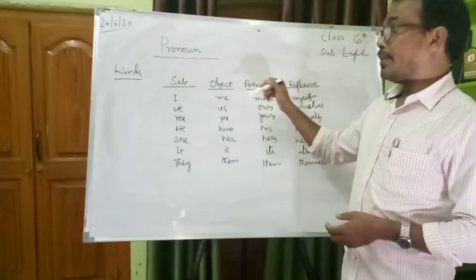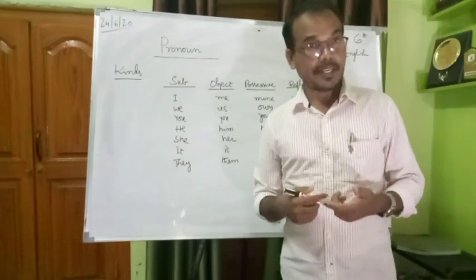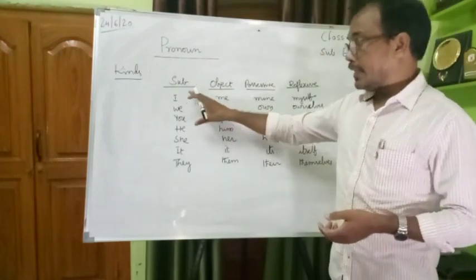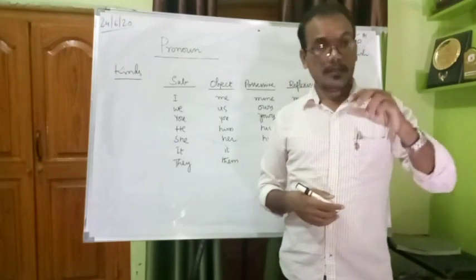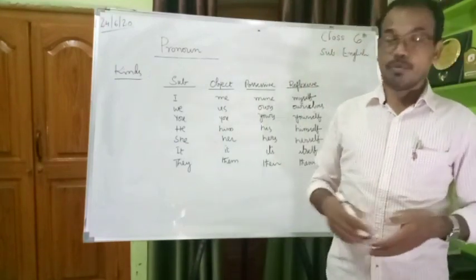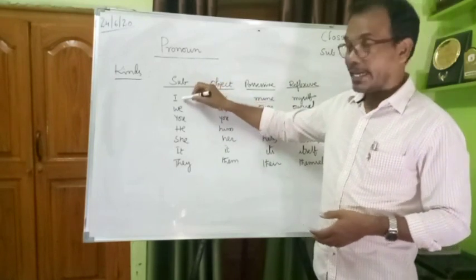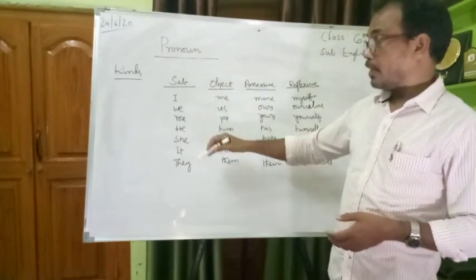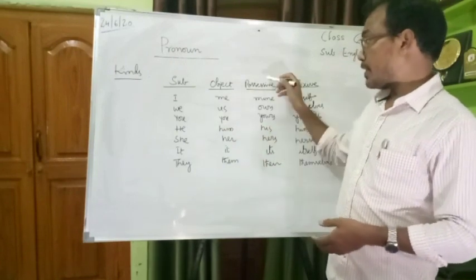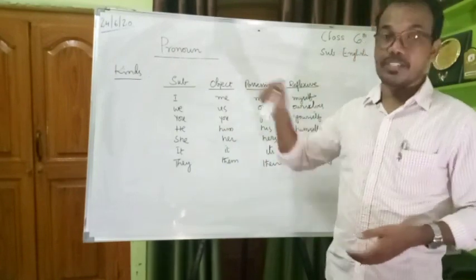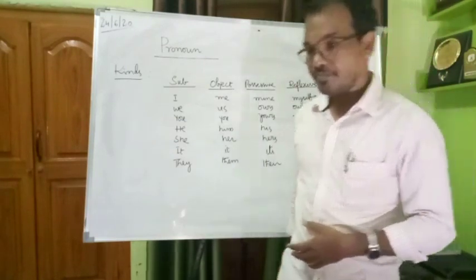Come on, I told you already, but I am repeating it. Take the sentences one by one and go on writing sentences on your own by using each pronoun. One example with I, one example with we, one example with he, like that. The same for objective case, possessive case, reflexive case, subjective case. Okay?